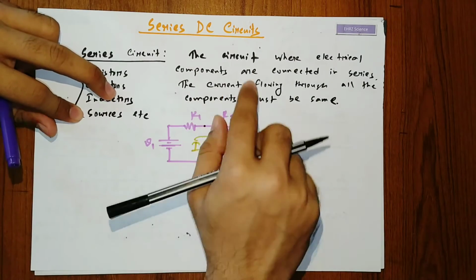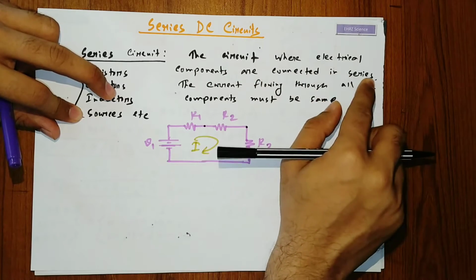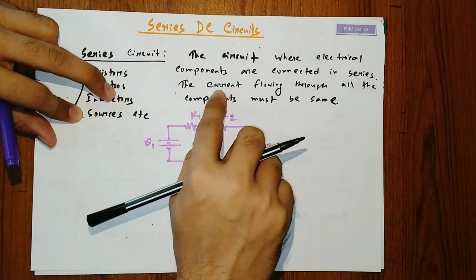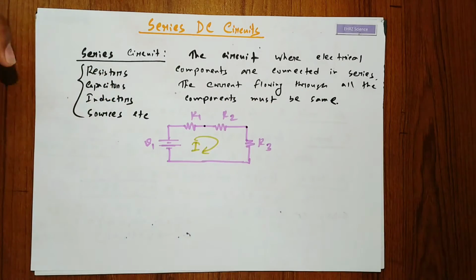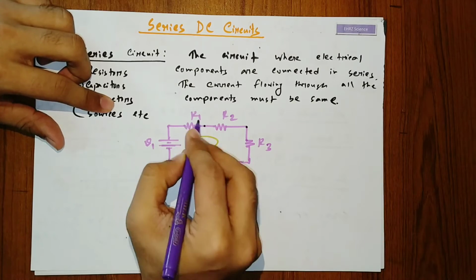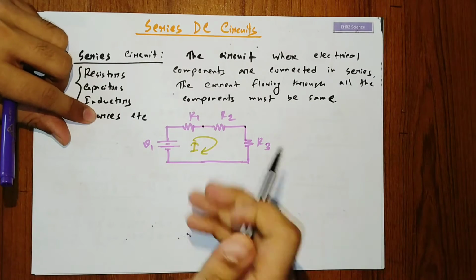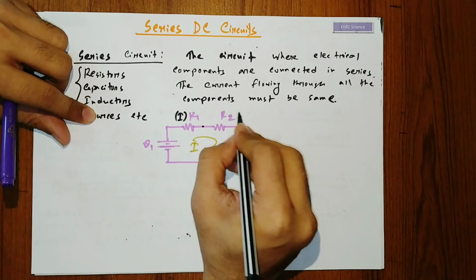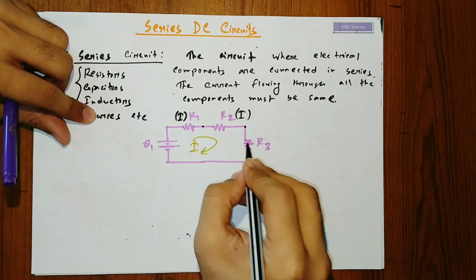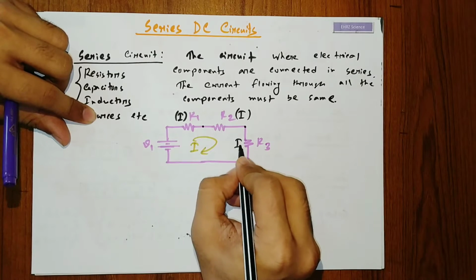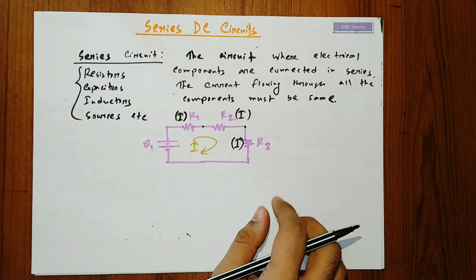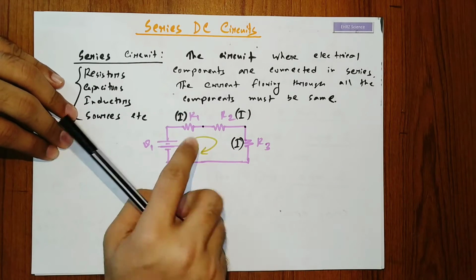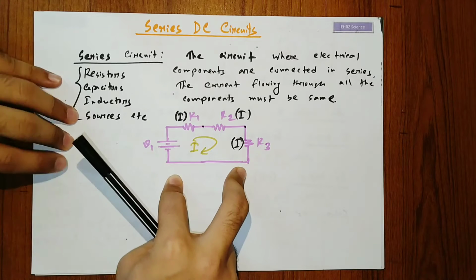Why? By definition, a series circuit is where electrical components are connected in series. See, here the electrical components are connected in series and the current flowing through all the components must be the same. In this resistor R1, the current flowing is I. In this resistor R2, current is also I. In this resistor R3, also the value of the electric current is I. So all the components have the same current. So this is a series combination.